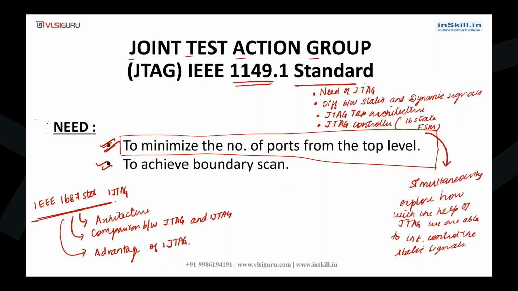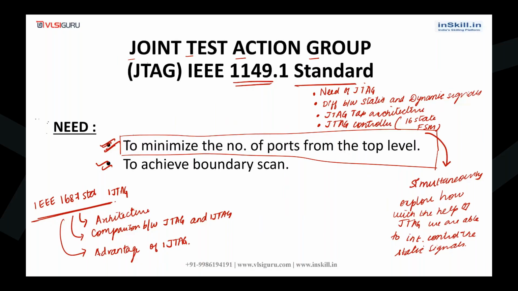So in JTAG, we'll be covering what is the need of JTAG, the difference between static and dynamic signals, the JTAG TAP architecture, and the JTAG controller, which is a 16-state FSM. While understanding the various states, we will simultaneously explore how with the help of JTAG we are able to internally control the static signals. We will also cover the IEEE 1687 standard, which is IJTAG, see its architecture, do a comparison between JTAG and IJTAG, and try to understand the advantage of IJTAG.